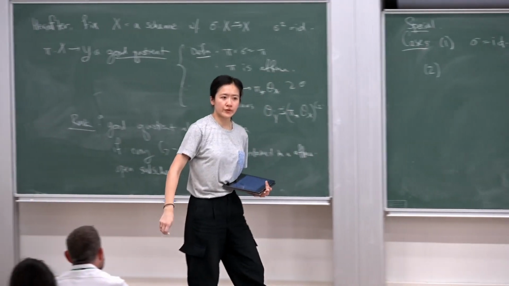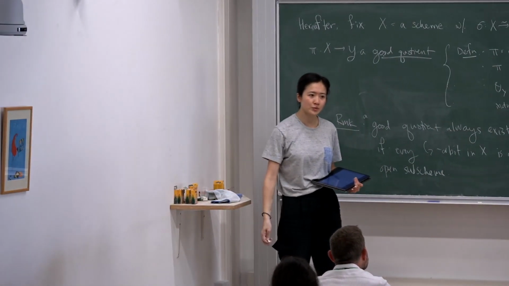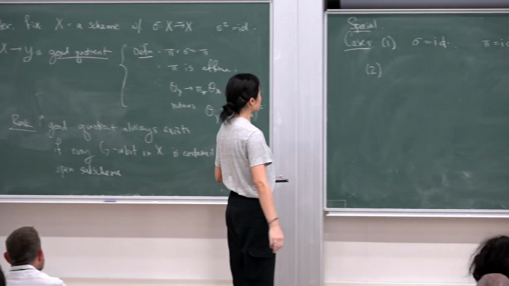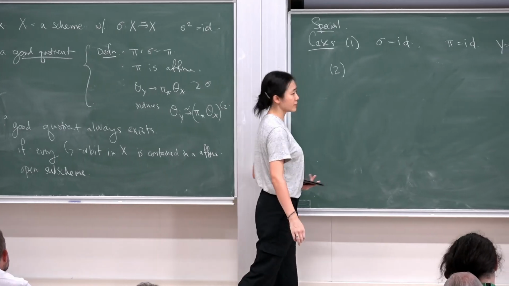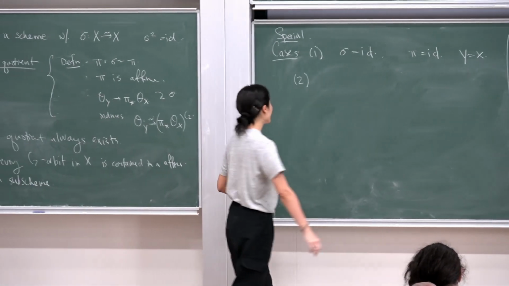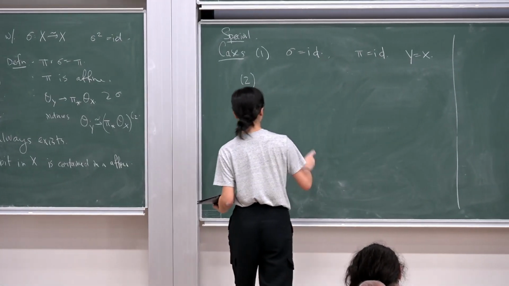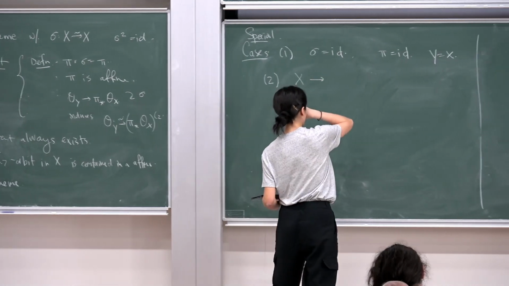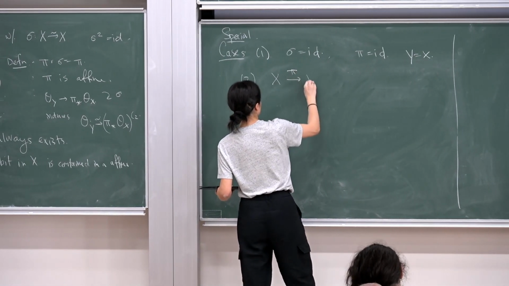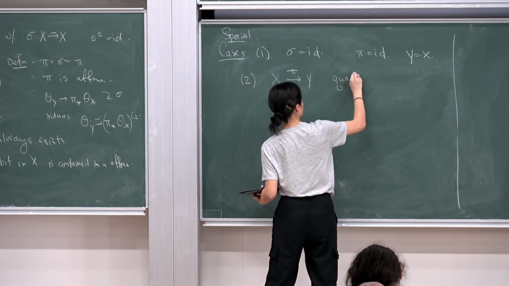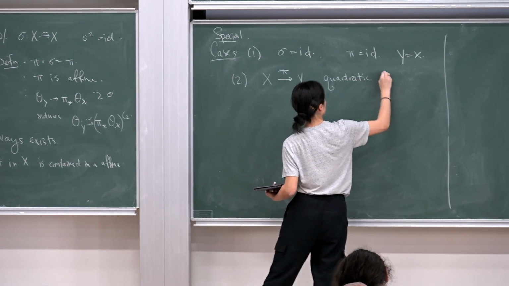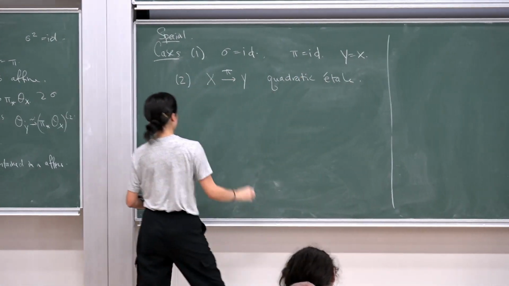Those of you who do equivariant homotopy theory might squint at this and say, aha, we have a trivial action, what about the free action? All right, so now I'm going to present this in a slightly different way. If X to Y is quadratic étale, then I have a Galois action here.